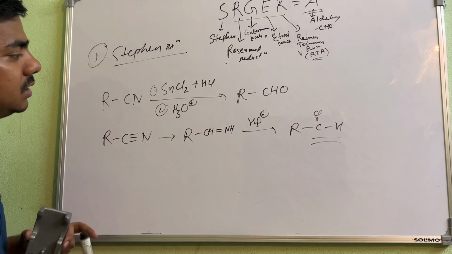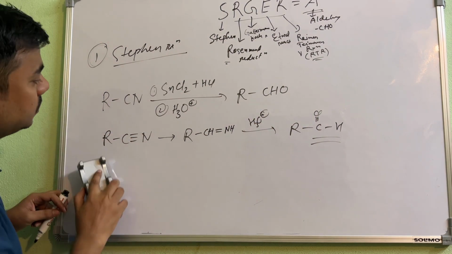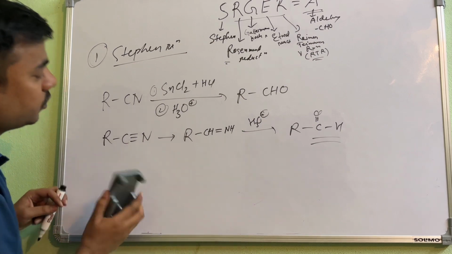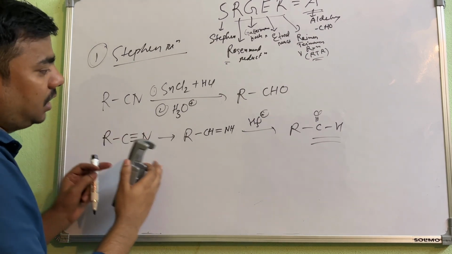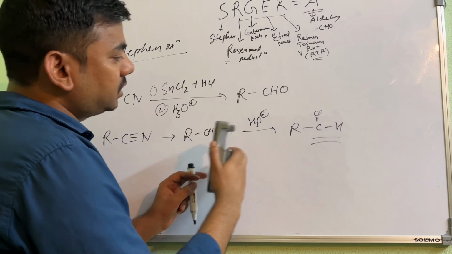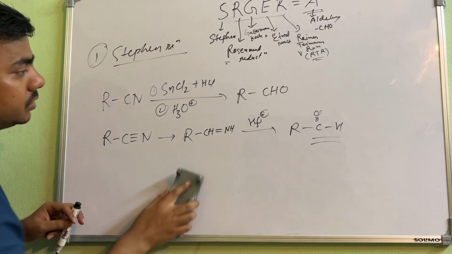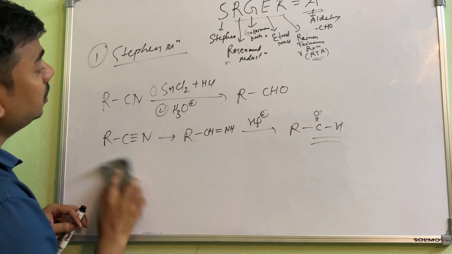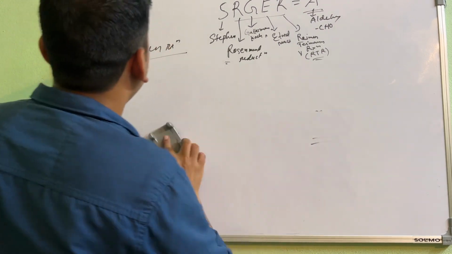Details I will discuss in some other video or maybe in offline classes, but you have to understand. This is going to happen: initially nitrile is there, that will produce imine after reduction, then after hydrolysis an aldehyde is going to be produced. Okay, I am going to rub it off, you can take a screenshot. One is done, the Stephen reaction is done.